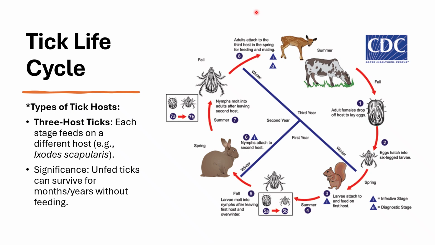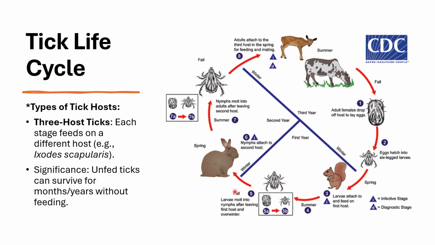For example, the Ixodes, the vector of the causative agent of Lyme borreliosis, follows this pattern. We also have the vectors of Rocky Mountain spotted fever: Amblyomma, Dermacentor, as well as Rhipicephalus, which follow this pattern. As shown in the diagram, you have here the larvae attaching to and feeding on the first host. Then it will drop off and molt into the nymph.